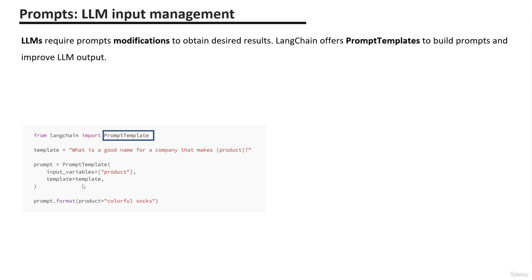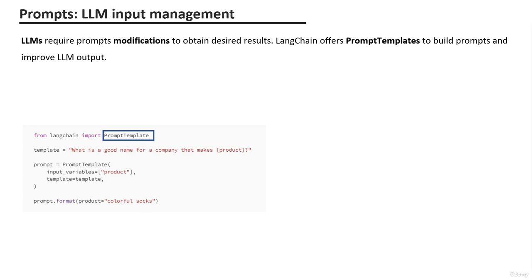template. When we want to use the large language model with this template, we simply use the prompt.format function and indicate the input variable, in this case, product. We specify that it will be colorful socks. What are we doing with this? We are providing ChatGPT, for example, with the command "what is a good name for a company that makes," and instead of product, it will take the value we specify in the call, in this case, colorful socks.